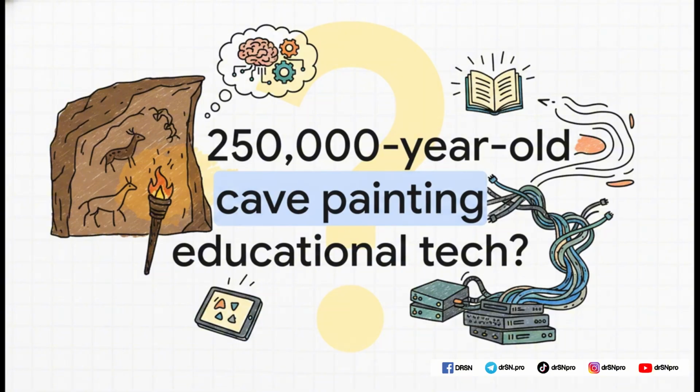Okay, let's dive right into this with a question. Is a 250,000-year-old cave painting a piece of educational technology? Now, if your immediate reaction is, of course not, well, you're definitely not alone. We have this massive modern bias, right? We just assume technology has to mean iPads, algorithms, complex software, the internet, all that stuff. But what if I told you that instructional technology isn't actually about the gadgets or even electricity at all?